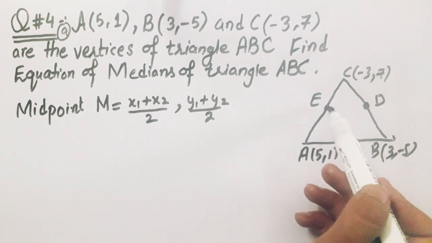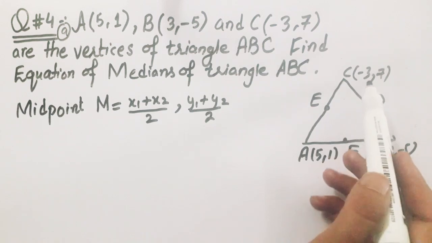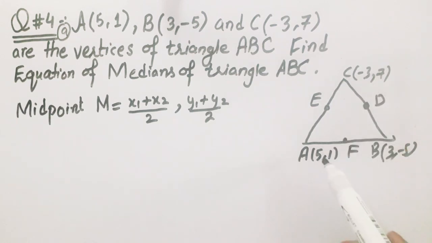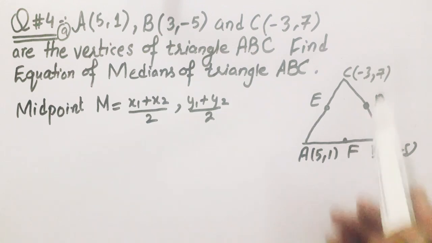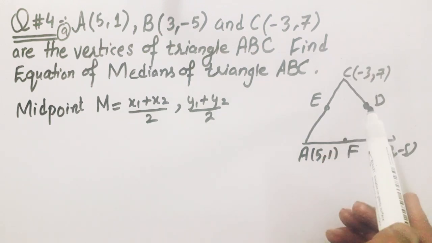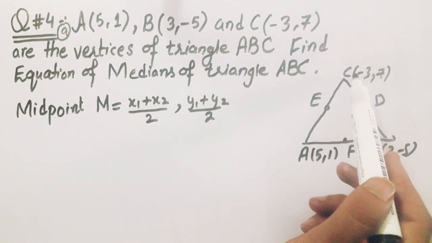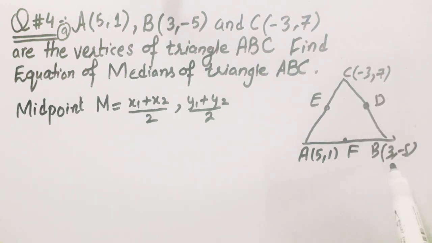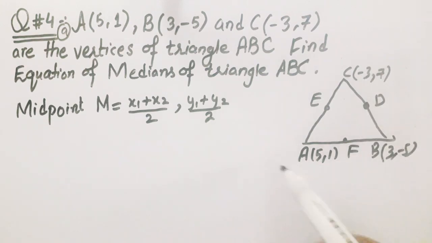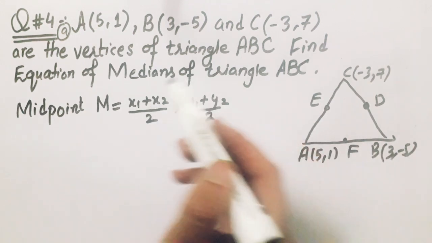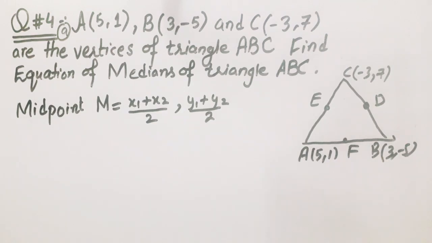So when you have to find the value of E, you will add minus 3 and 5 and divide by 2, then add 7 plus 1 and divide by 2. If you have to find midpoint D, you will also do minus 3 and plus 3, then 7 minus 5. You will solve this, and for finding the value of F, you will use these two points A and B and get the value of the midpoint, that is F.